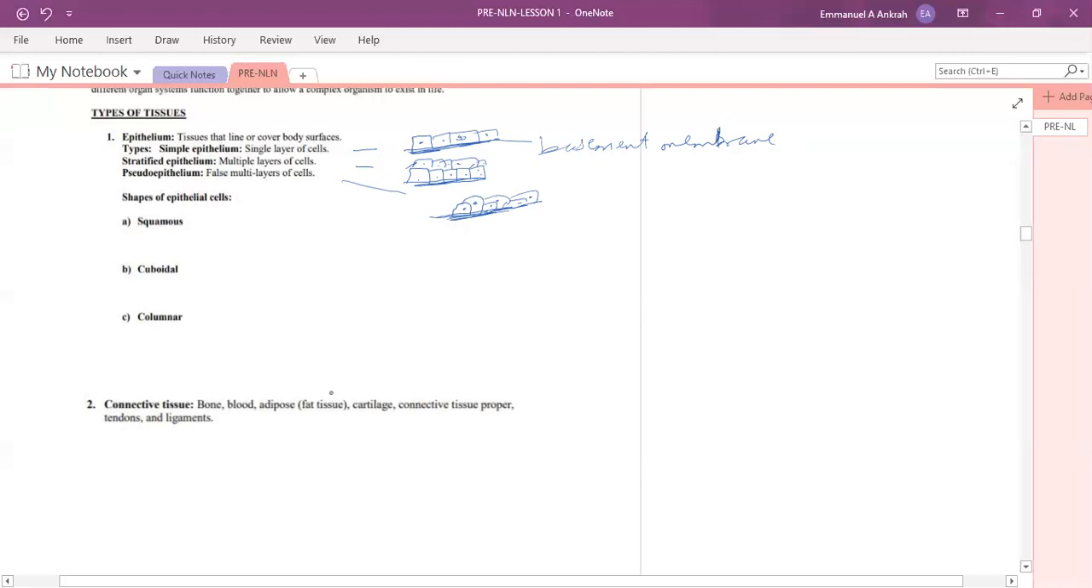And then you can also classify them based on the shape. The first one that I have here is called the squamous epithelium. These look like flat cells. The cells are flat, like a pavement. So you have the basement membrane, and then you have the flat cells.